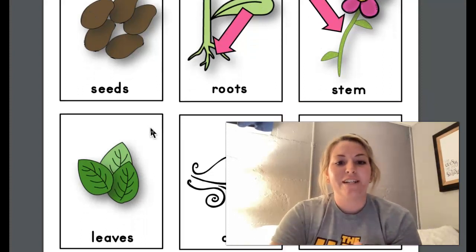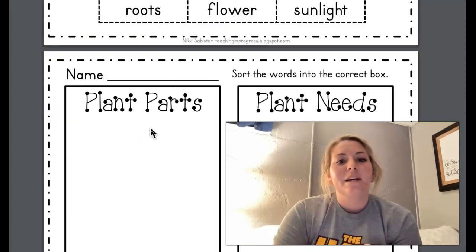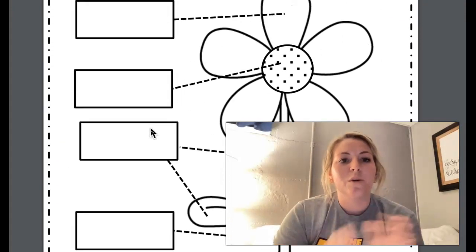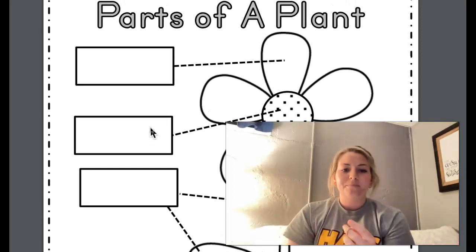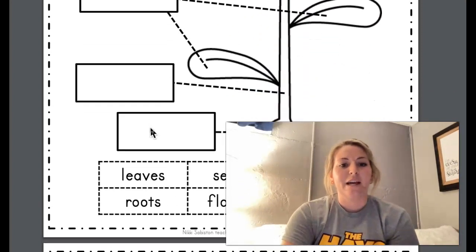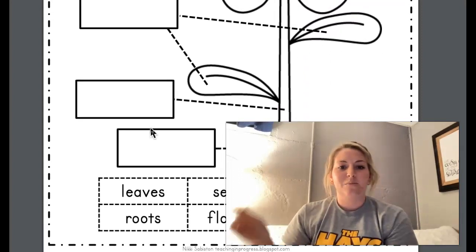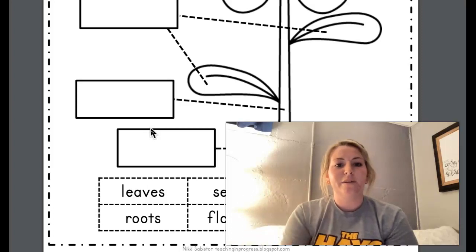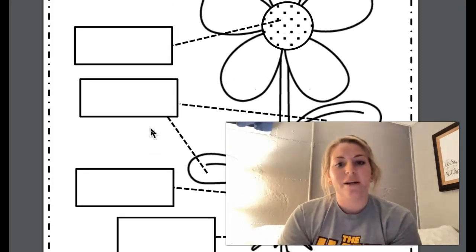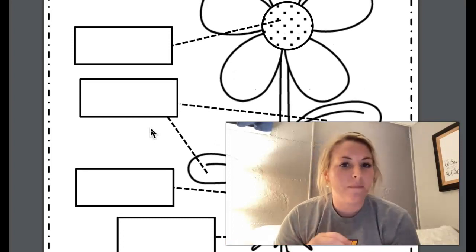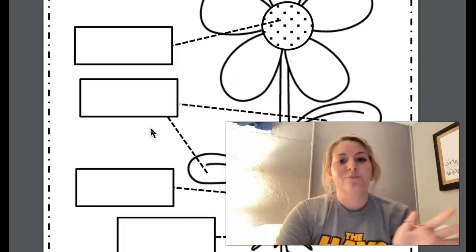Okay, so after I introduced all the words, each student could do this worksheet. It's the different parts of a plant. It's a cut and glue worksheet, so they cut out these words right here and then glue them up into the right spot on the plant. This one's a flower, and then they can also just color the flower too to make it a little more fun. So that's the first way I do it.